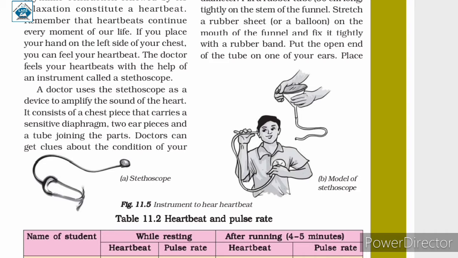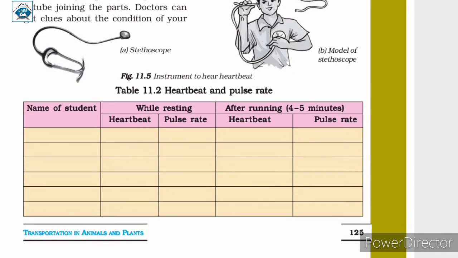After that, you have to leave the mouth of the funnel on your chest close to your heart. You can try to listen to your heartbeat and also count your heartbeat. So you need to count your heartbeats in a minute while you are at rest, and then you have to count it again after running for 4 to 5 minutes. And after that, you have to note down your observation in table 11.2, and you need to compare both the observations.